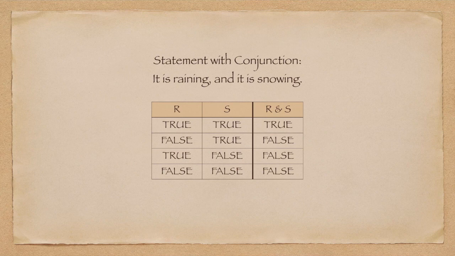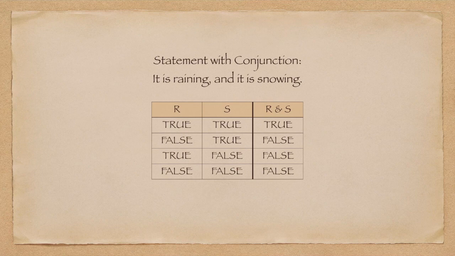All parts of the statement must be true in order for the whole statement to be considered true, and we see that R and S is indeed true. Now continue on to the next row. If R is false and S is true, then R and S must be false, because the first part of the statement is false. Move on.